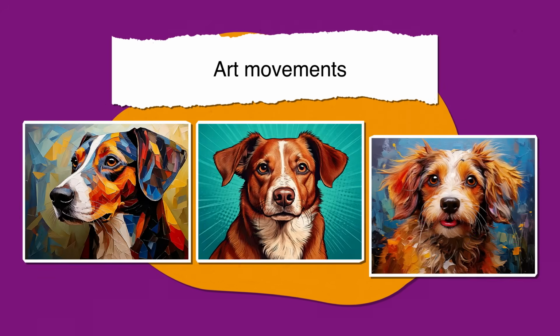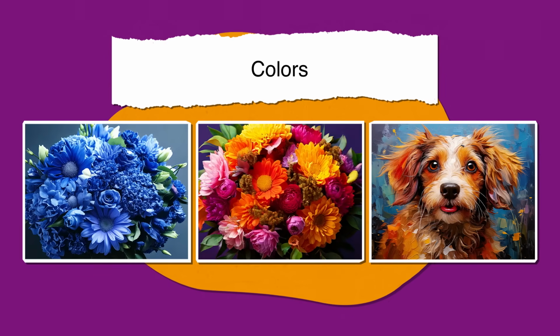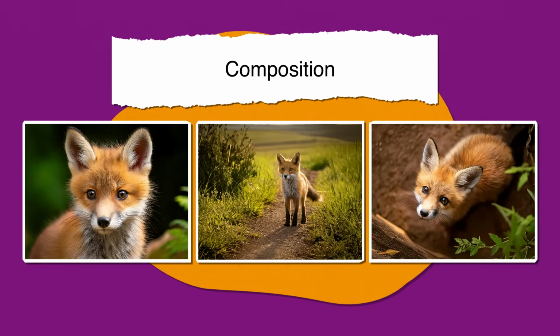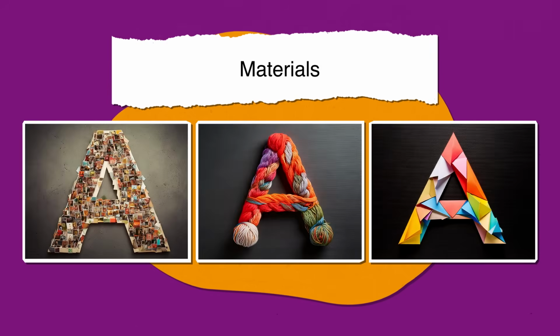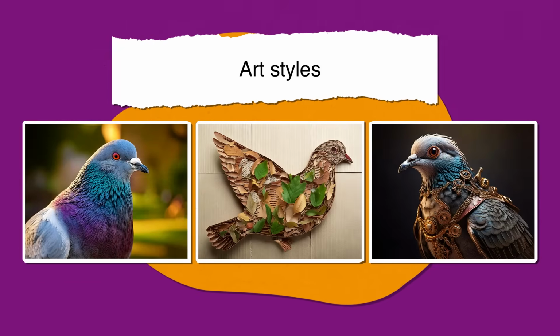You can kick your AI image prompts into hyperdrive with descriptors like the following. Art movements, such as cubism, pop art, and impressionism. Colors, either specific hues or concepts like vibrant or muted. Composition, like close-up, wide angle, or shot from above. Lighting, for example, backlighting, studio lighting, golden hour. Materials, think photo, yarn, origami. Art styles, such as hyper-realistic, collage, or my favorite, steampunk.